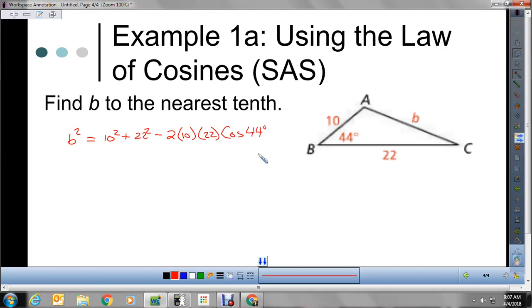Now, this problem can be worked a couple ways. I'm going to work it out all by hand here and then calculate the end, and then I'm going to show you how to work it all in your calculator. So we're going to bring down the B squared. 10 squared is going to give us 100. 22 squared is going to give us 484.